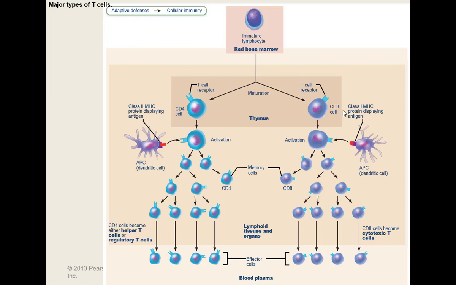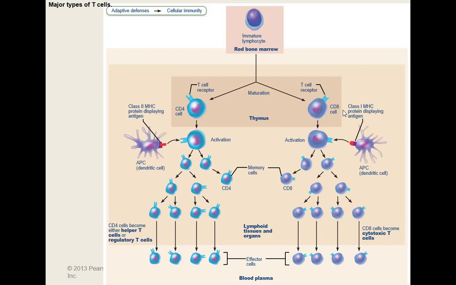They're either going to be a CD4 or they're going to be a CD8. The CD8 is where we get our cytotoxic cells. The CD4 is where we get our helper T cells and our regulatory T cells. Again, you see these names and numbers and letters. Now, what kind of cells can activate them?